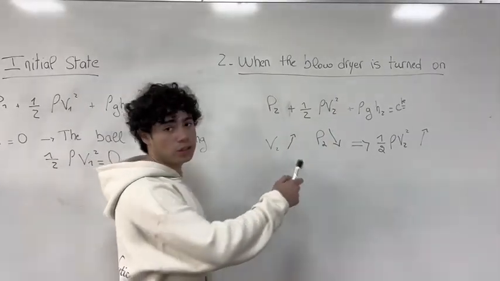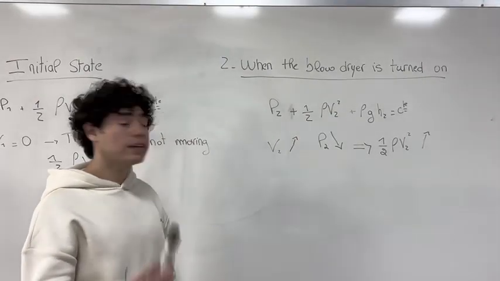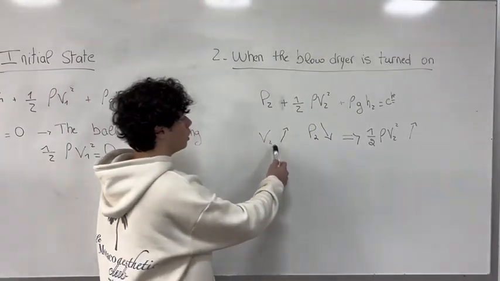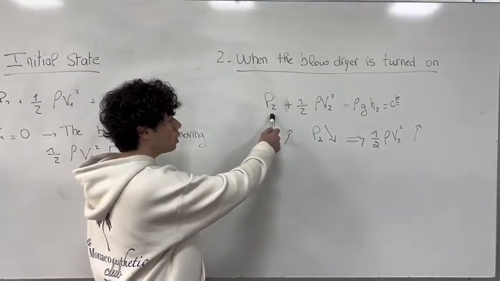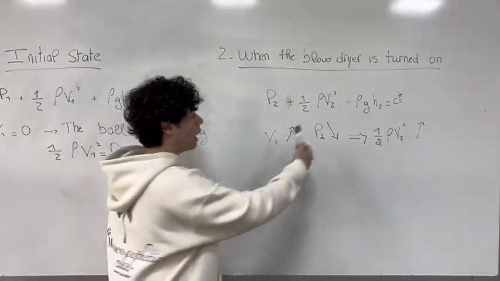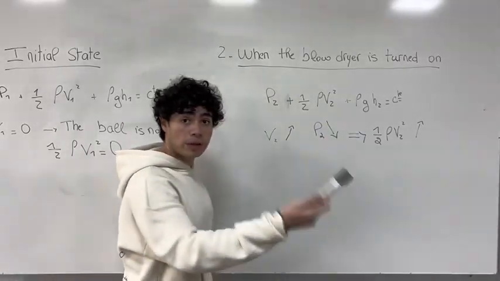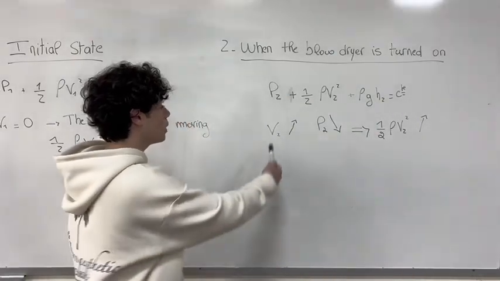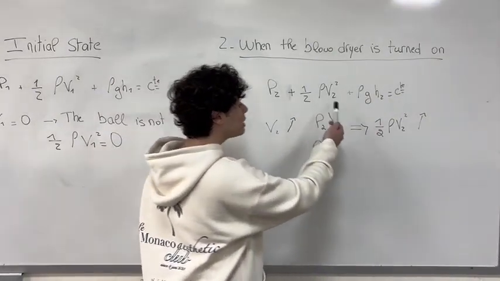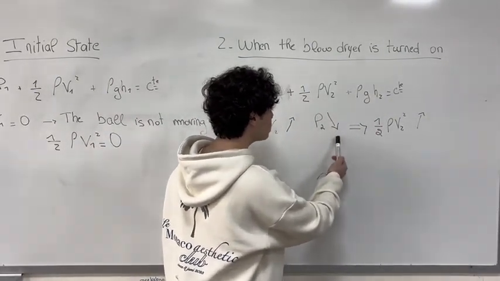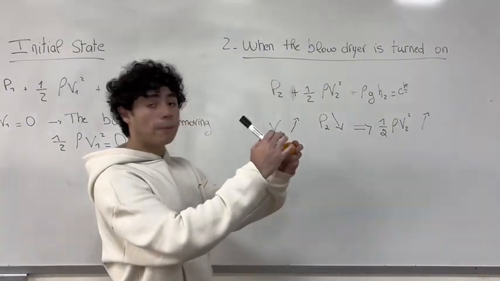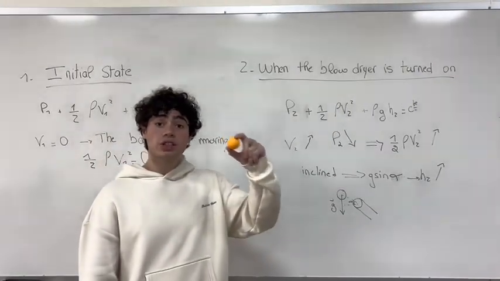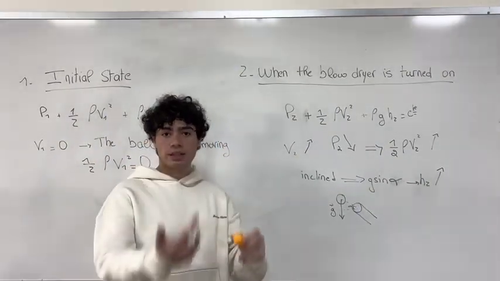When the blow dryer is turned on, the blow dryer creates an airstream. This airstream causes an increase in V2. Okay, so P2 is the pressure of the airstream on the ball, and V2 is the speed of the ball in the airstream, and H2 is the height of the ball in the airstream. So when V2 increases, P2 decreases. When P2 decreases, the pressure above the ball is less than the pressure below the ball. So the change in pressure causes the ball to rise in the airstream.